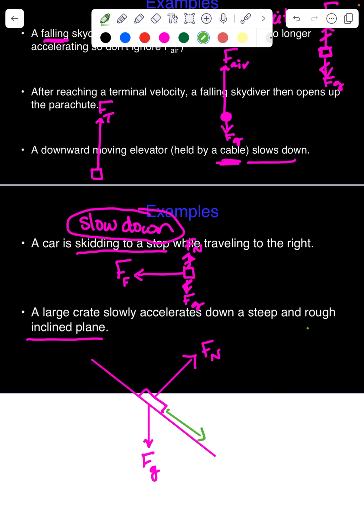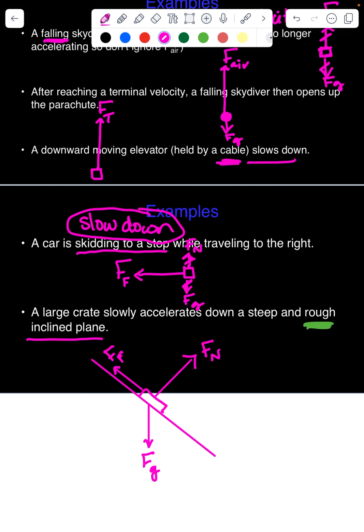Well, we were told that it was a rough inclined plane, so we know that there's going to be plenty of friction. Again, friction is an oppositional force, so it's going to oppose the motion. If the box is moving down the inclined plane, our frictional force would go up the inclined plane. So this is our free body diagram.